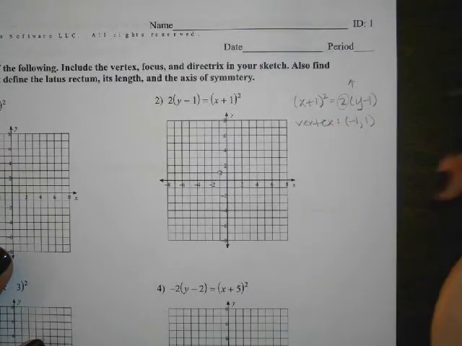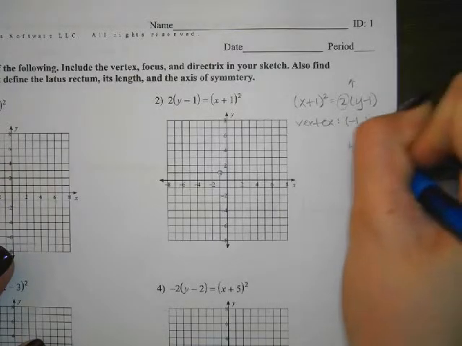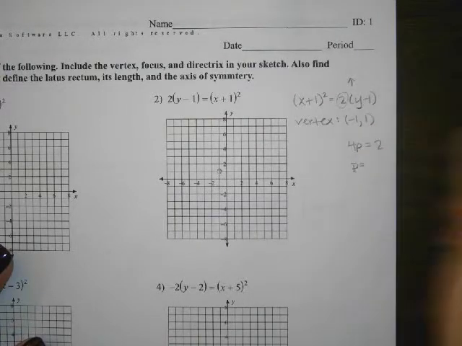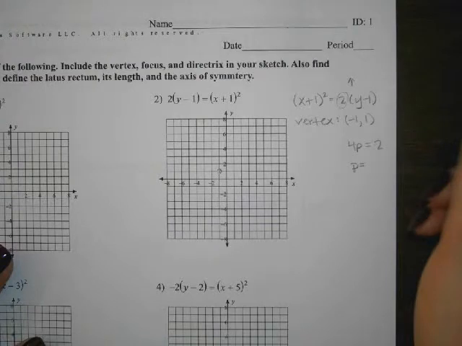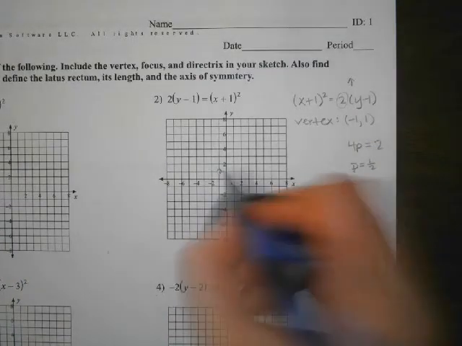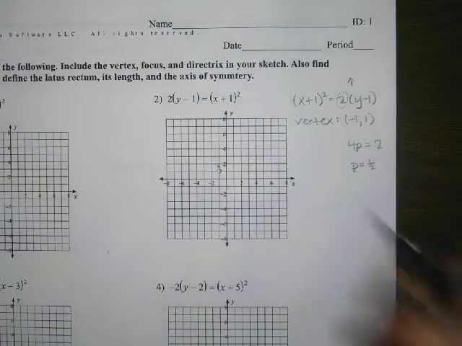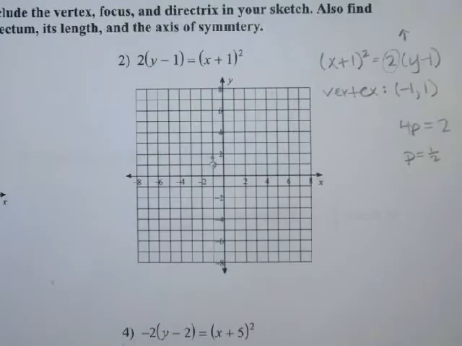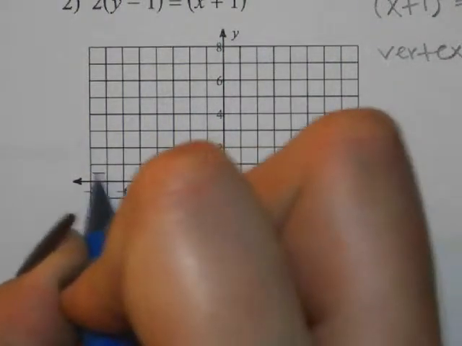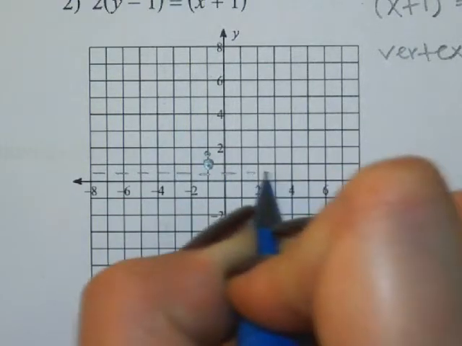All right. What is the p-value for this problem? So 4p equals 2, which means that p equals 1/2. So from here, we're going to go up 1/2 and put a dot because it opens up. And we're going to go down 1/2 and put a line because the directrix always goes underneath the parabola. So up 1/2, put a dot, down 1/2, put a line.